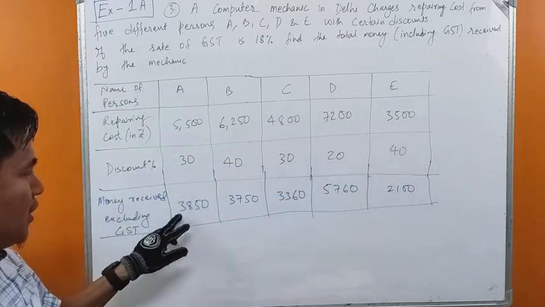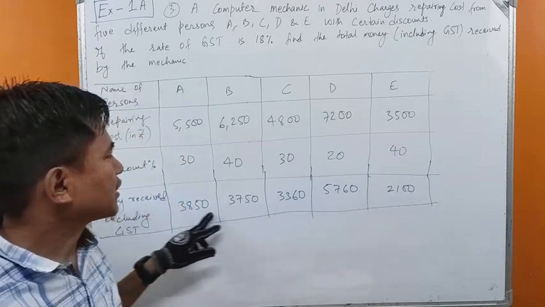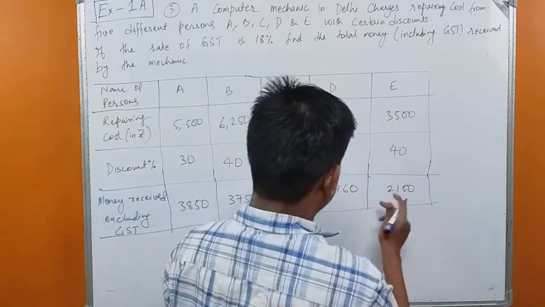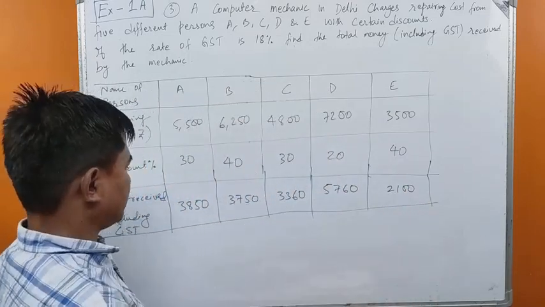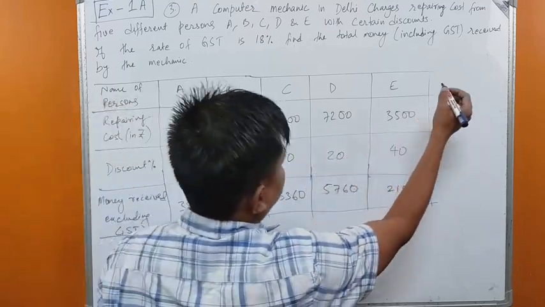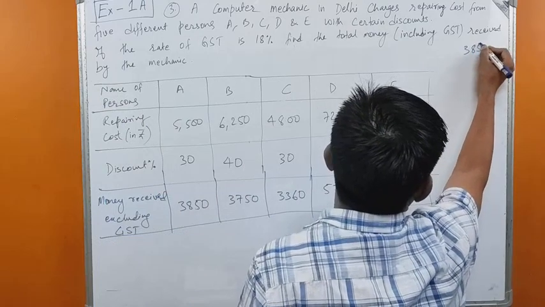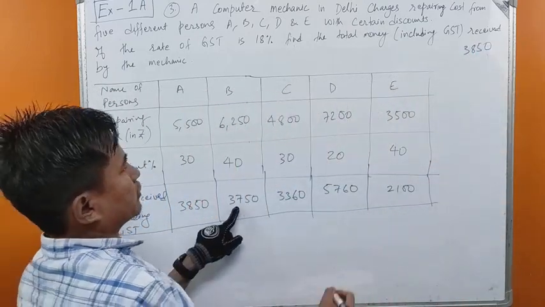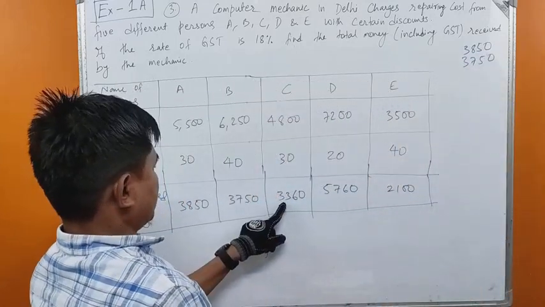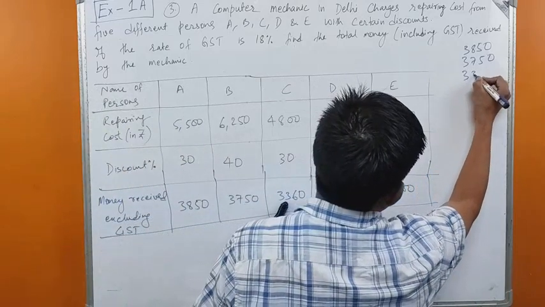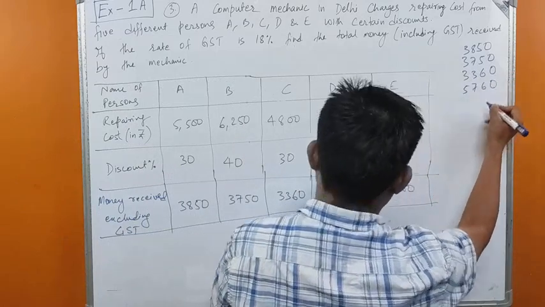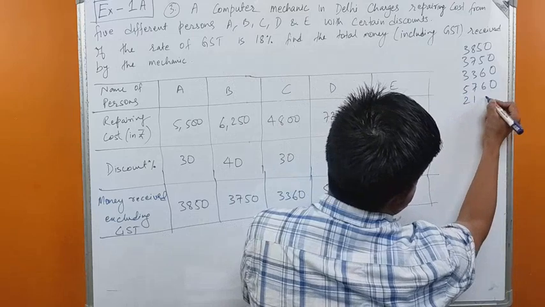Okay. So the total amount of money received by the computer mechanic excluding GST. Okay. Tax is not added here. Now let us add all this amount to get the total amount. 3850, 3750, plus 3360, 5760, 2100, isn't it?